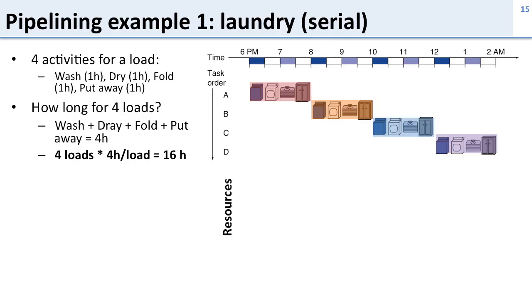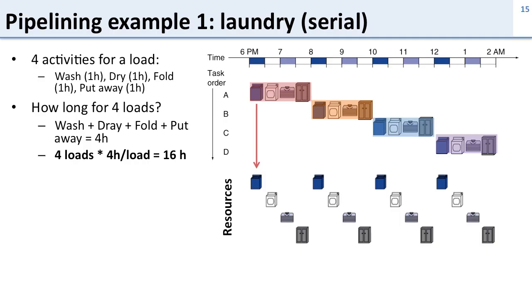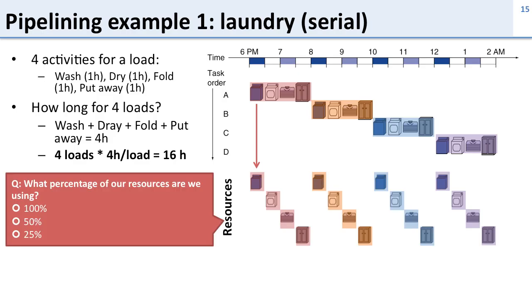Now to understand what's going on here, let's look at the resources we're using. So here are the resources we're using over time. For the first load of laundry, we use each of the washer, the dryer, folding, and the closet once, one after each other, and we do the same for the other ones. Now a question, what percentage of our resources are we using here?